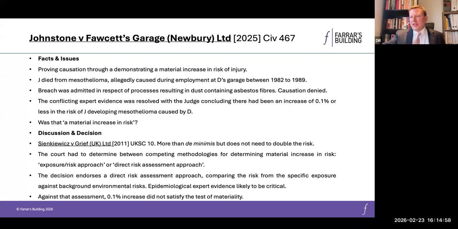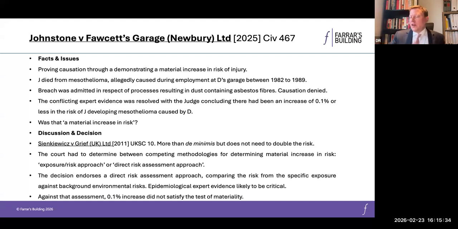The next two cases, just as a general overview of the approach to them, concern proving causation. Now, of course, we all know the basics: ordinarily we prove causation by showing on the balance of probabilities that but for the breach, injury wouldn't have been suffered. But firstly, where injury is caused by the cumulative effect of a tortious and a non-tortious agent, we can modify the test. Causation can be proved by showing that the breach made a material contribution to the injury.